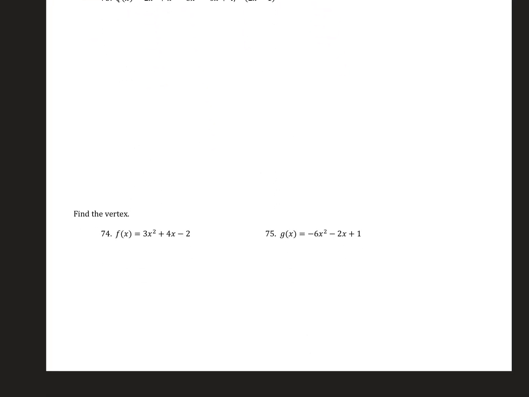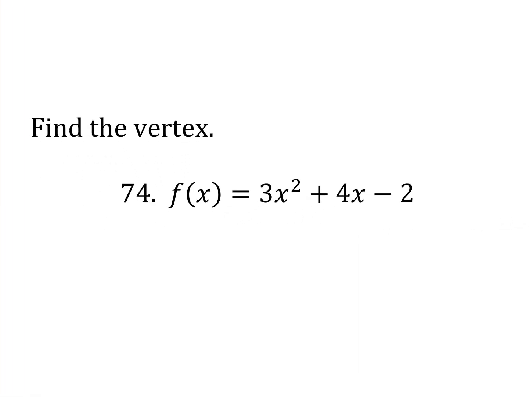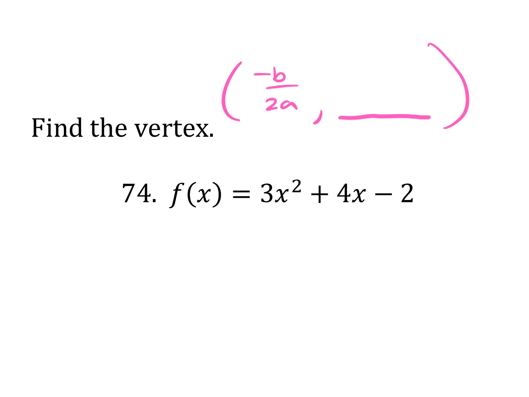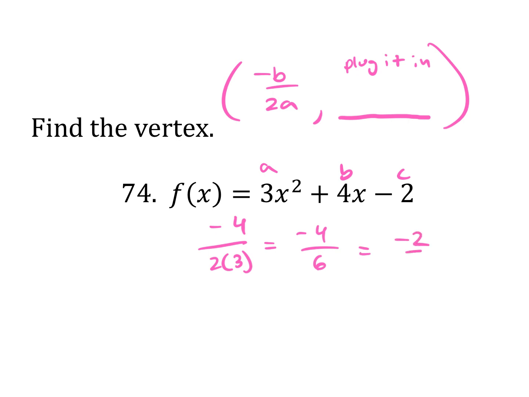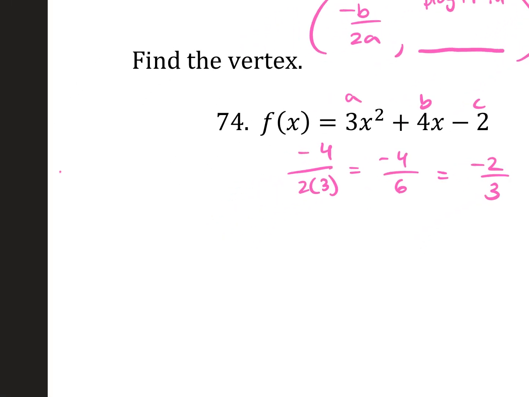All right, 74 and 75, find the vertex. To find the vertex, we use -b over 2a. To find the first one, how can I find the second number in my vertex? Plug it back in. Here we have a, b, and c, so -4 over 2 times 3, so -4 over 6, which would be -2 over 3. So that's going to be the first number in our vertex.